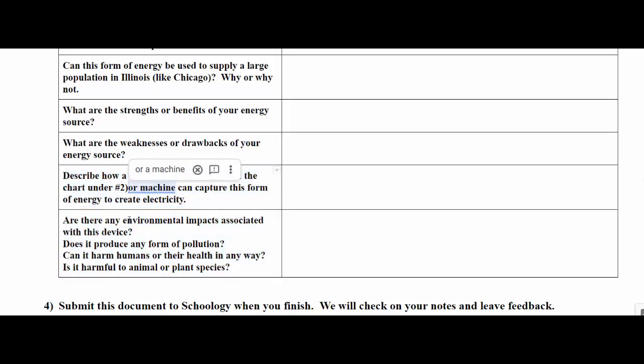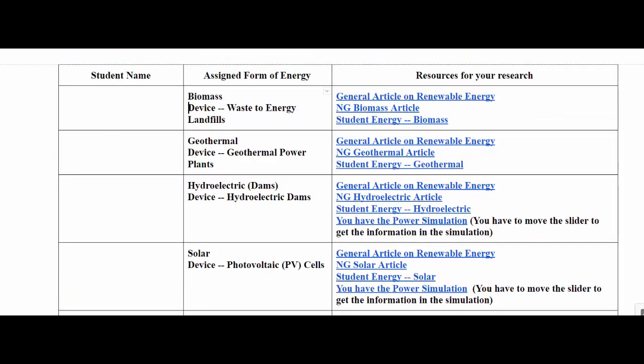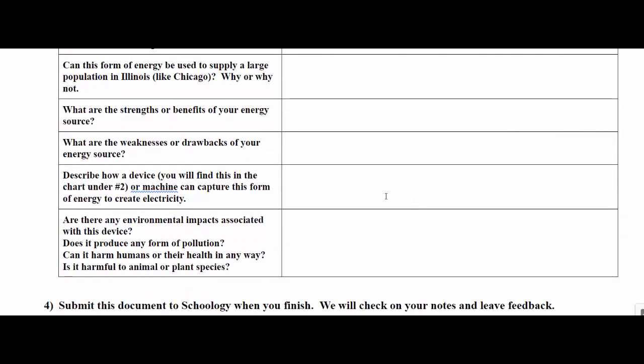So that's where you go back to that table up at the beginning. Again, I'm going to scroll up to show you. So for biomass, we want to know, how does a waste to energy landfill work? We want you to tell us how a landfill or the methane from a landfill can be captured, and then that methane, which is also natural gas, can be turned into electricity. That's what we're asking for you guys to do with this question right here. Again, this might be one of the more complex ones, so if you're having trouble or you need a little guidance, please let us know.